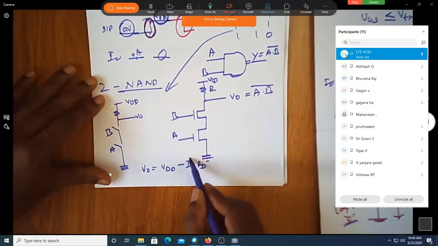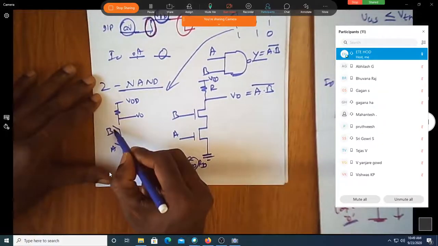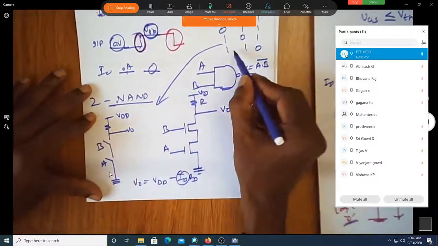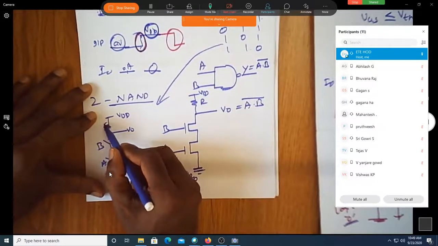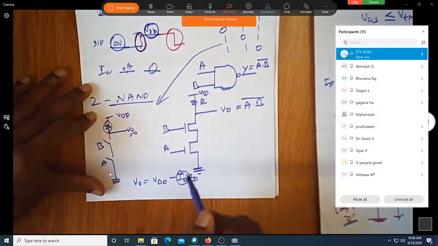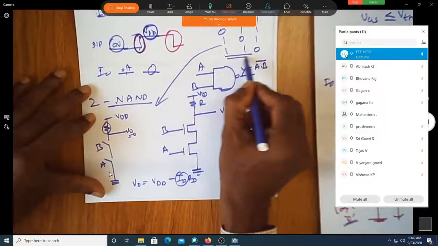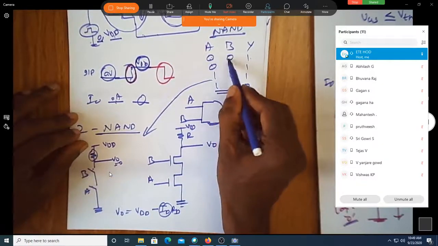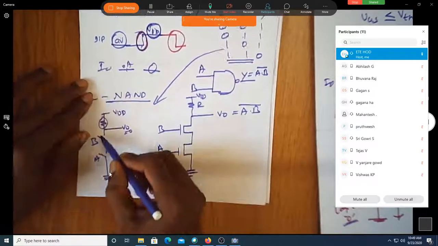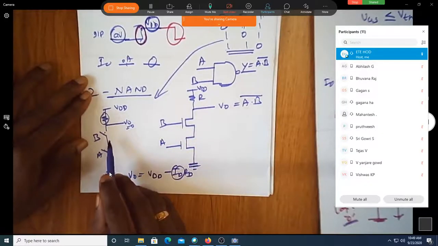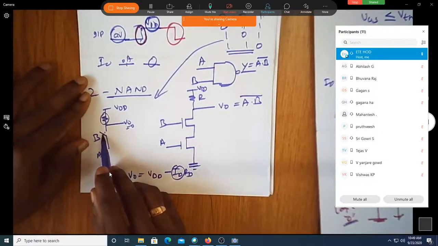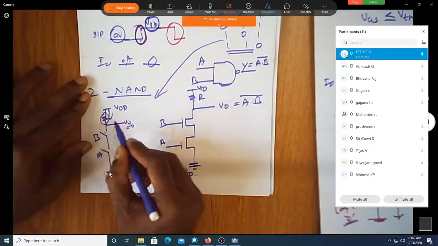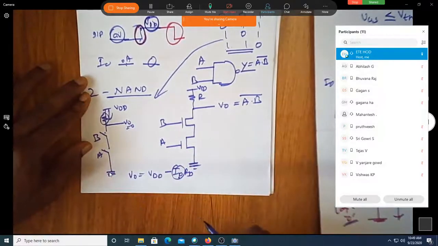When does the current flow? Only when both are on. Am I correct? Yes, sir. So only when it is 1, 1 current flows, the entire voltage will drop here, and you'll get 0 volts. That is only for this. If any one of the switches is open, whether it is 0, 0, 0, 1 or 1, 0, is one of the switches open? Yes. When one of the switches is open, then what is ID? What is the current flowing through this when one of the switches is open?